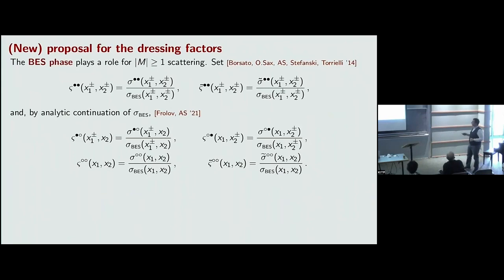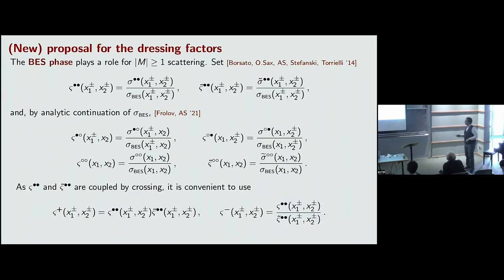One has to analytically continue the BS for the massless guys, but that's just technical and you can do it. Another thing that is convenient, because these two equations for sigma and sigma tilde are coupled in a crossing equation, to disentangle them, you can work with the product and the ratio of sigmas. That's just a technical thing.